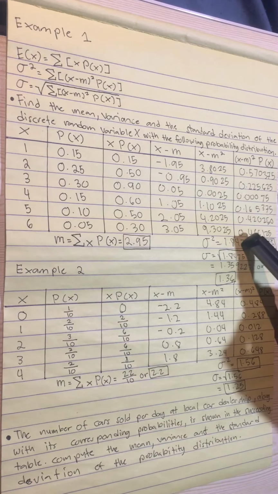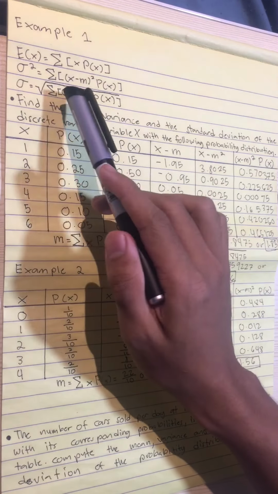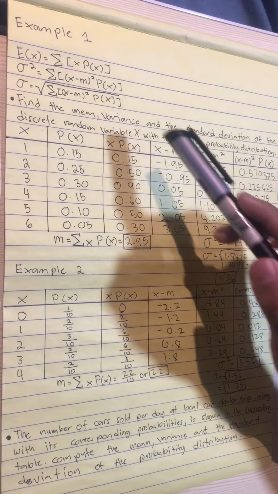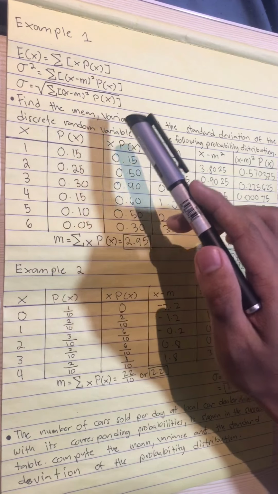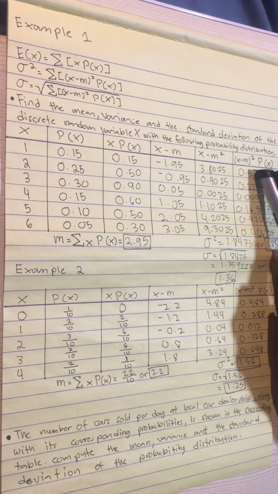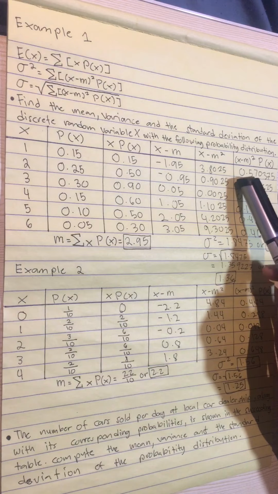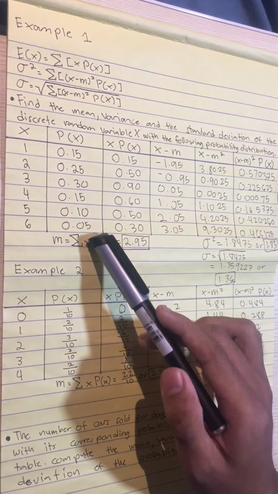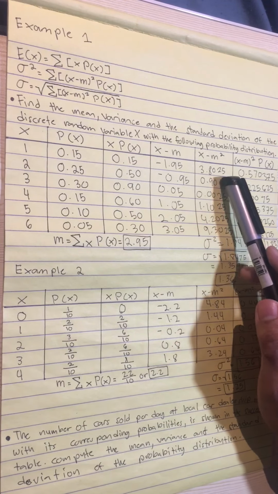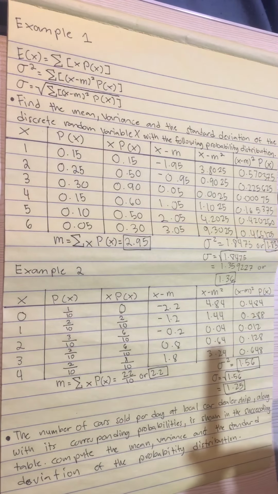On to our last column, we are onto our variance formula. So (x minus mean) squared times the p of x. We just need to multiply this column to this column. So 0.15 times 3.8025 is 0.570375, and so on and so forth.